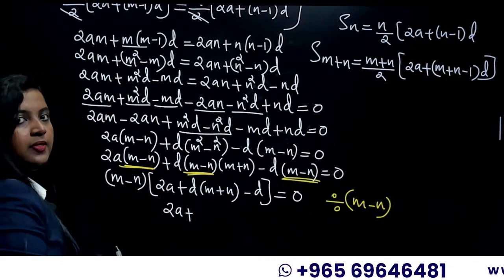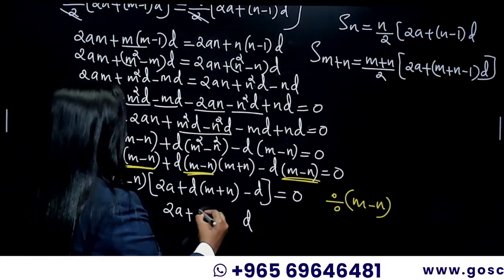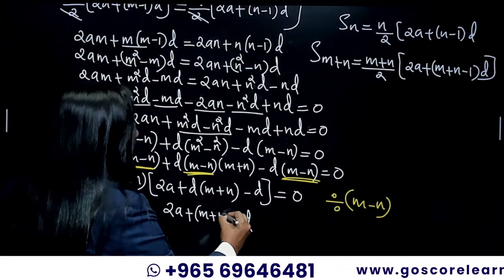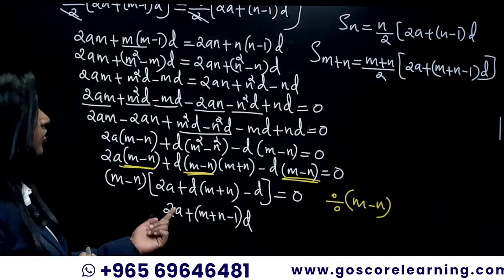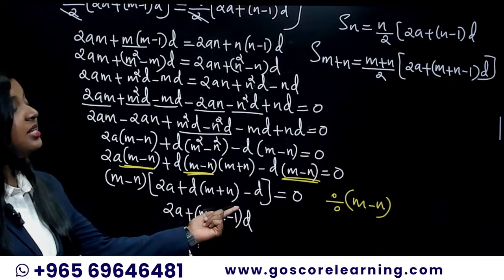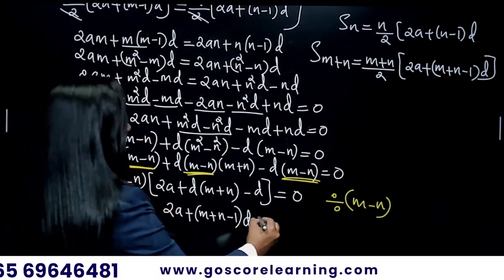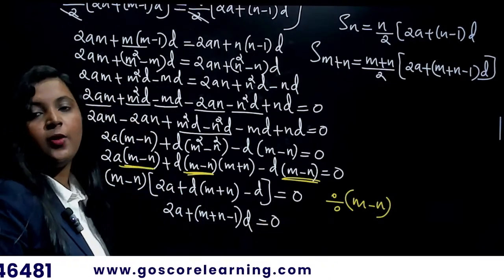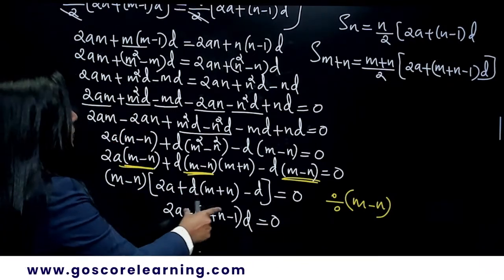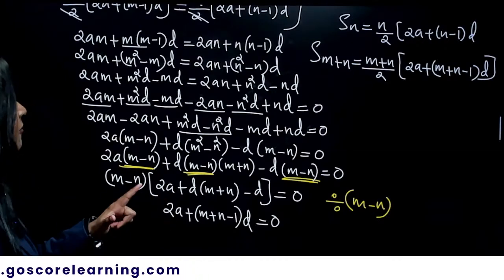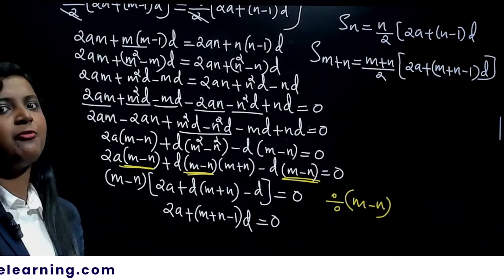A d is common there, no? So can we take the d? So here we have m plus n and here we have minus 1. So 2a plus m plus n minus 1 into d is equal to 0. Okay, you got it? So 2a plus m minus 1 into d was somewhere we saw this before.